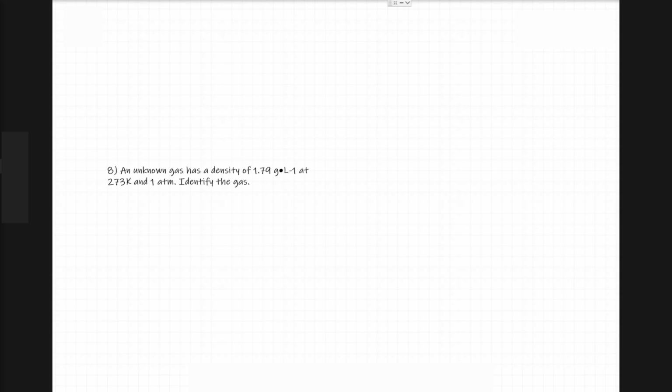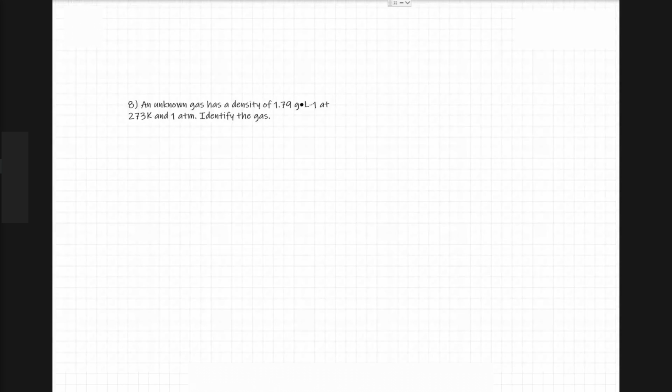Let's just do one more problem here. An unknown gas has a density of 1.79 grams per liter at 273 degrees Kelvin and 1 atmosphere. Identify the gas. So there's 2 ways that we could approach this problem. There's the conventional way where we could go ahead and do the ideal gas law. And remember, we've drilled this home by now. You probably realize that an equivalent version of this is this right here.